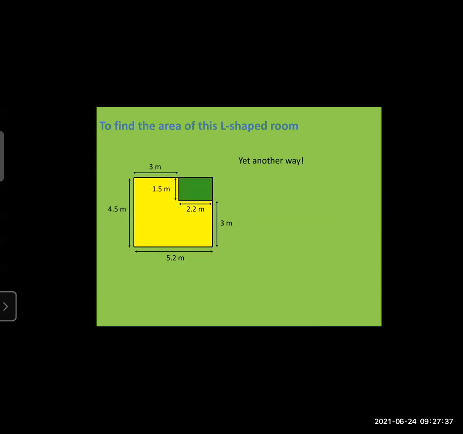Another way. Okay. The third way. In the third way, we find the same area of this shape. So here we extend this and then we make a shaded portion here. So first we find the total area of the large rectangle. So for the area of the large rectangle, 5.2 into 4.5, we get the area of the large rectangle.